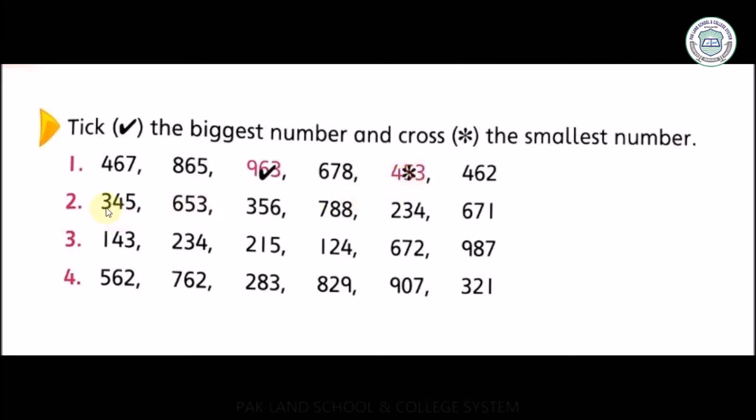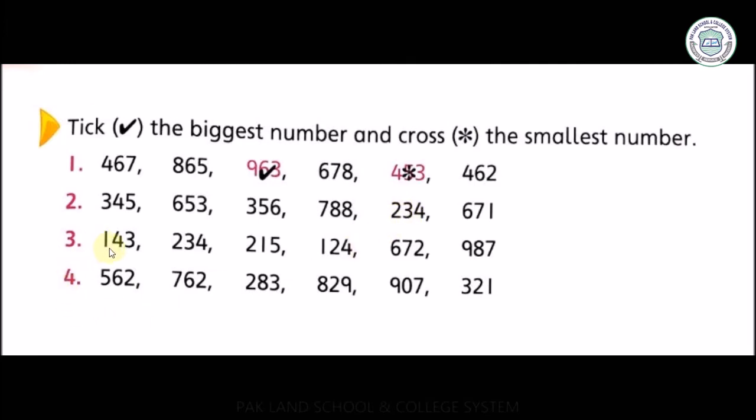In the next example we have 345, 653, 356, 778, 234 and 671. So the biggest number we have in this column is 778. We have to take the biggest number in it. And we have to cross the smallest number in this column, and 234 is the smallest number, and we have to cross the 234 number.